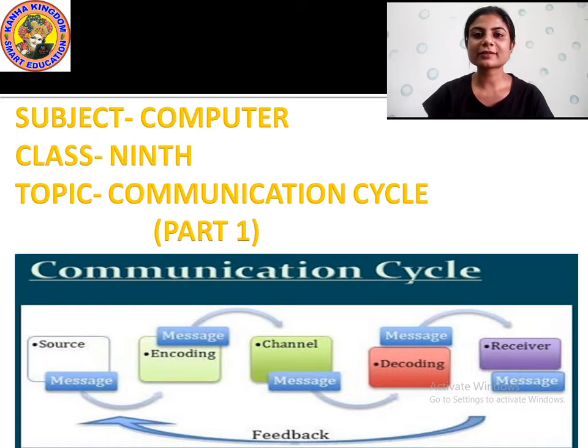So students, today we will study computer, okay? And the first chapter of the computer is the communication cycle. Today we will study about the communication cycle. How do we communicate with each other? Alright, so let us see the contents of this chapter.